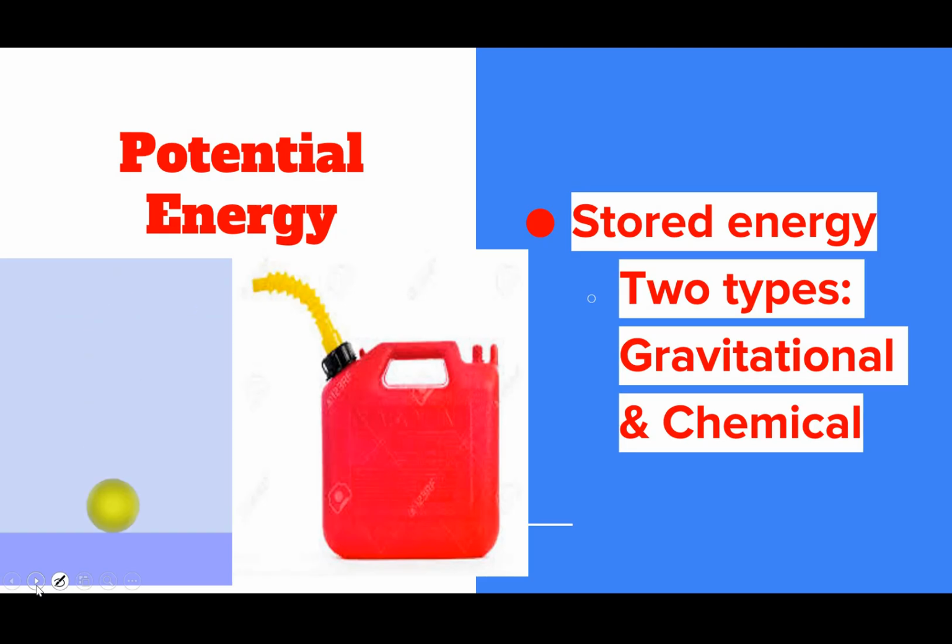All right, so the first type of energy we're going to talk about here is potential energy. And potential energy is literally stored energy. I want you to circle that when we get into our notes. But for now, it's stored energy. There's two types of potential energy, gravitational and chemical. So let's go over to our pictures to the left.